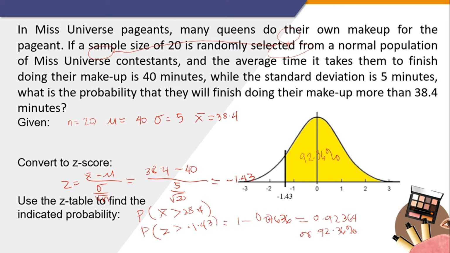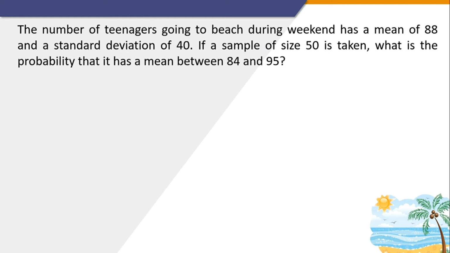So let's have another example. The number of teenagers going to beach during weekends has a mean of 88 and a standard deviation of 40. If a sample of size 50 is taken, what is the probability that it has a mean between 84 and 95? So, walang sinabi dito na normal population. Pero yung sample size niya is 50, which is greater than 30. So, ibig sabihin, yung sampling distribution of sample mean will still approximately approach normal distribution.